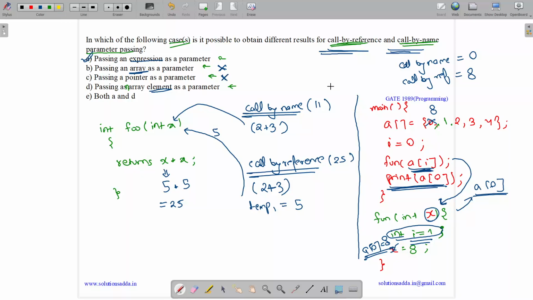Thus, we can clearly see when we are using call by reference and call by name, then we get different answers when we are passing an array element as a parameter. Here a of I was passed, which is an array element, and we have got different answers for call by name and call by reference. And same was for passing an expression as a parameter. We have passed 2 plus 3 as a parameter. Here it was passed directly. Here we have created a temporary variable and we got different answers, 11 and 25. Thus options A and D are true. Thus options A and D means option E, which states both A and D are true. So the answer is option E.